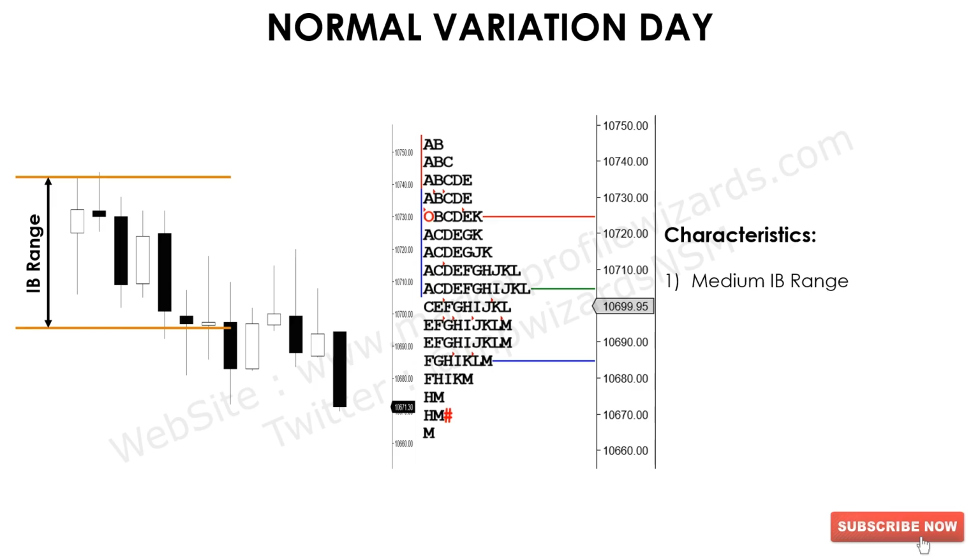The first important characteristic of the normal variation day is a medium IB range. As we understand, a large IB range means there is a probability of a normal day, but when I see a medium IB range, there is a probability of a normal variation day, right?